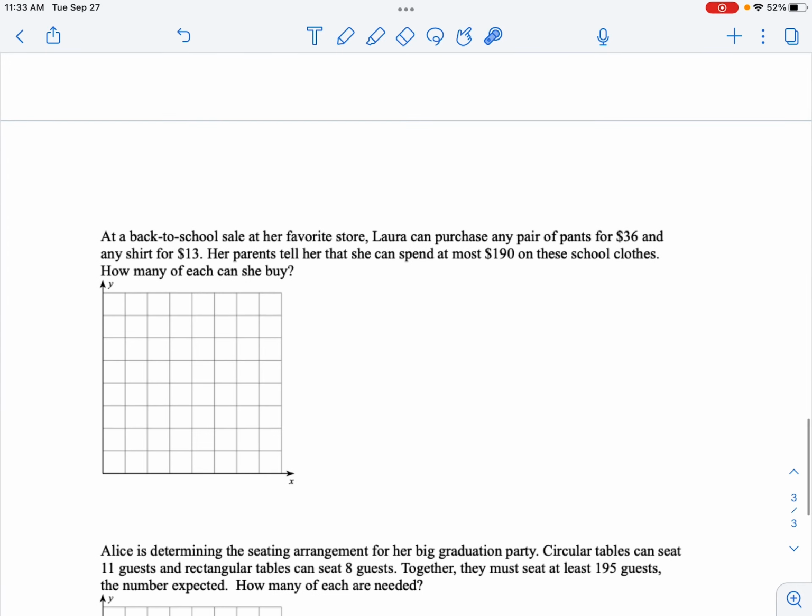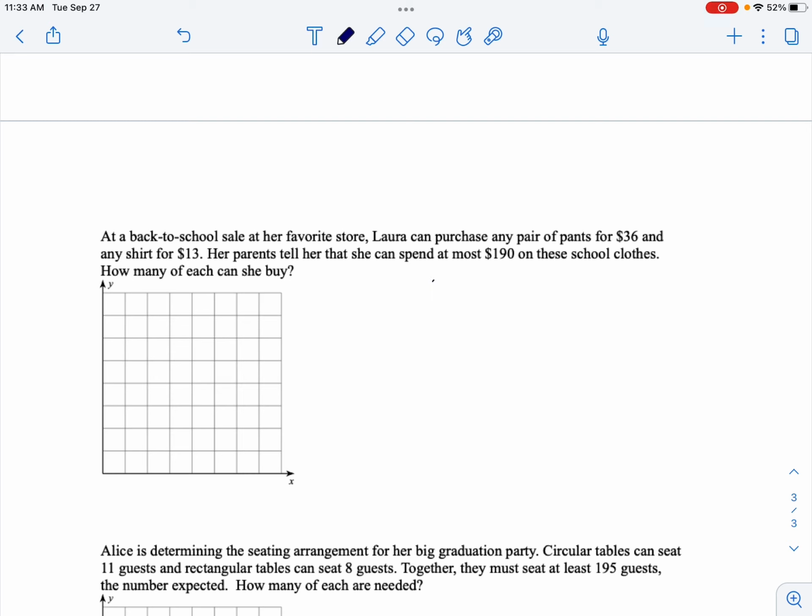So at a back-to-school sale at her favorite store, Laura can purchase any pair of pants for $36 and any shirt for $13. Her parents tell her she can spend at most $190 on these school clothes. How many of each can she buy?